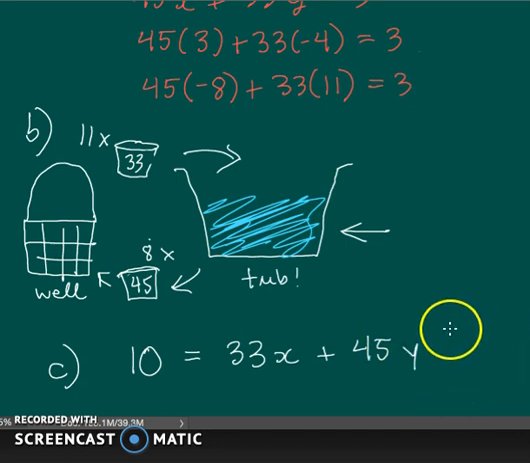Well, we found out that the greatest common factor of 33 and 45 is 3. So any difference between any of their multiples will also be a multiple of 3. Is 10 a multiple of 3? No, it is not. So unfortunately, it will be impossible to take exactly 10 gallons out of the well using just a 33-gallon bucket and a 45-gallon bucket.